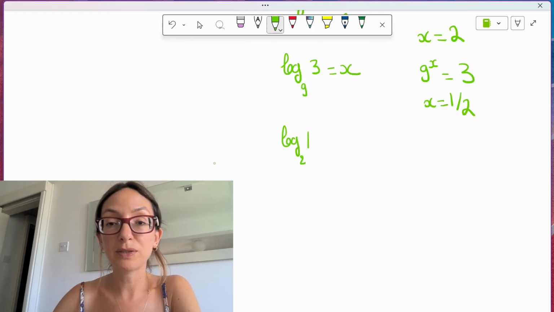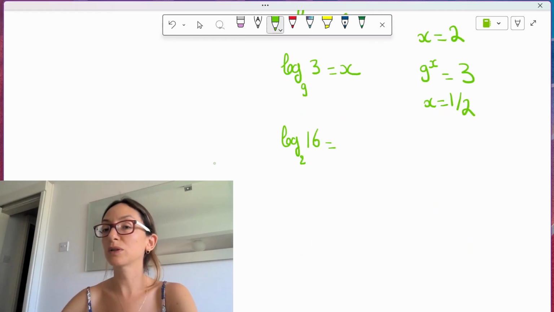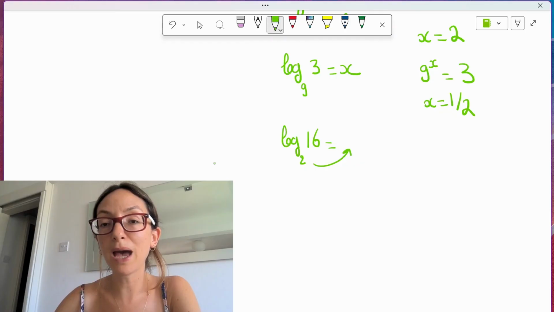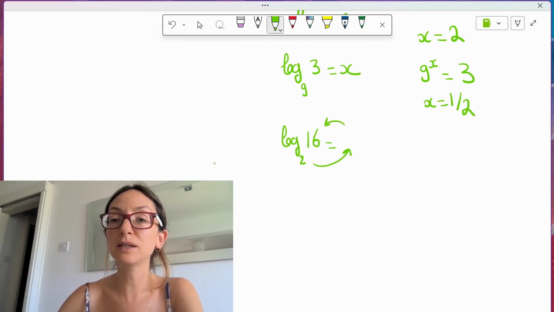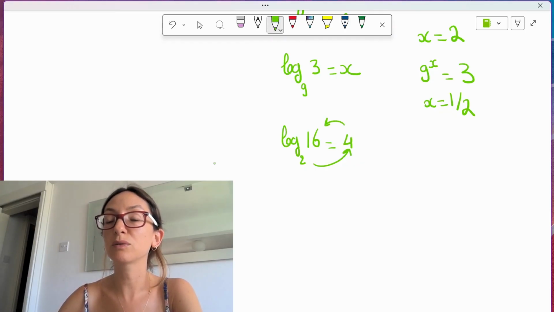Now, what is log base 2 of 16? So what are we saying here? 2 to the power of what gives us 16? And you should know that this is equal to 4.